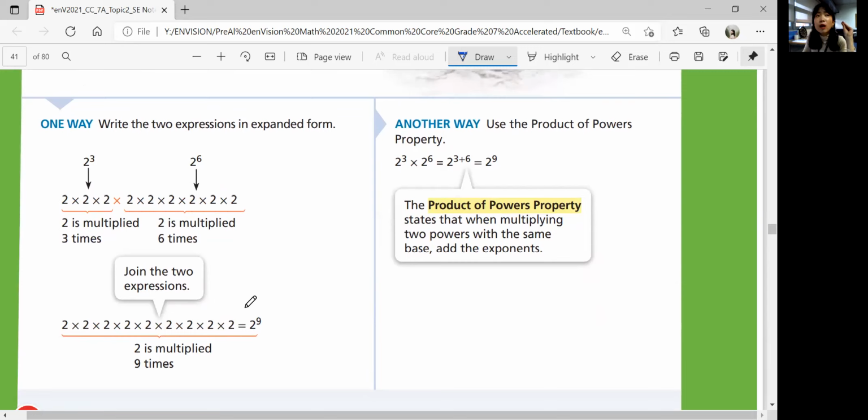Yeah, that's one way. Another way, you're going to use the product of powers. What is product of powers? The product of powers property says that when multiplying two powers with the same base, you can add the exponents. Do you see that? 2 to the third power times 2 to the 6th power is really 2 to the 9th power. Do you see that? Which means you can add the powers together. 3 plus 6 is equal to 9. Ta-da! That's called the product of powers property.